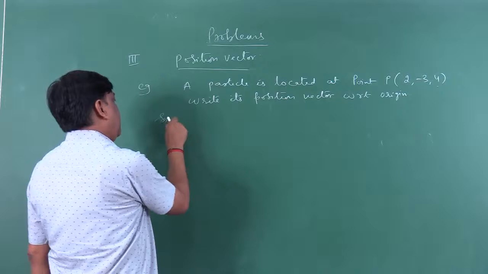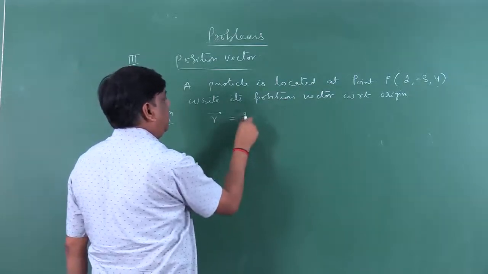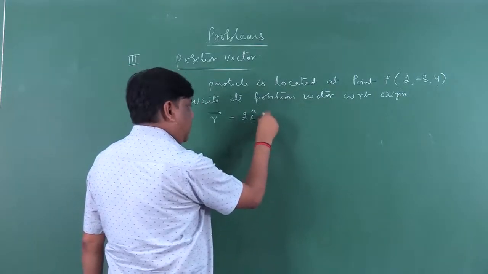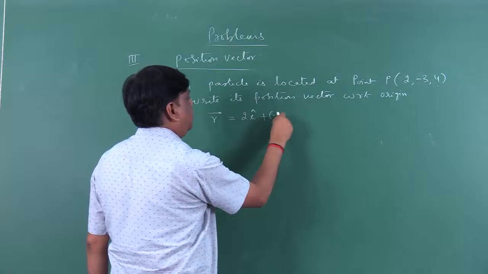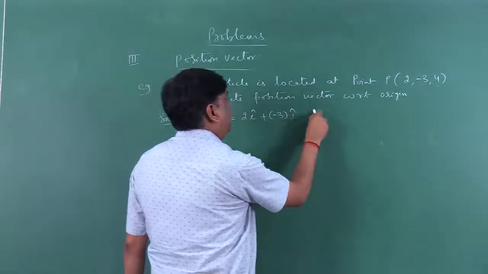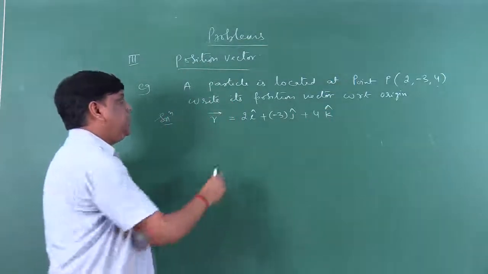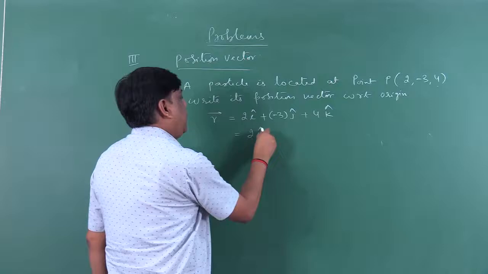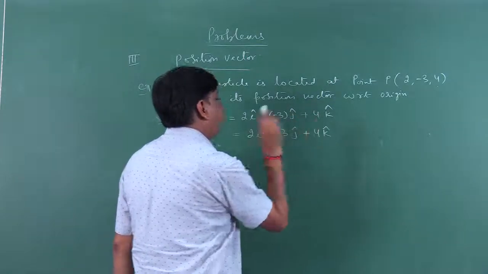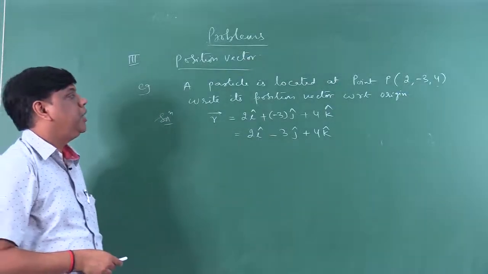So without any bother we can just say that the position vector will be 2i cap plus, you can write it this way, it is -3, along with it comes j cap, and plus it is 4 times k cap, which we can also rewrite as 2i cap -3j cap plus 4k cap. So this becomes the position vector of the point. Okay.